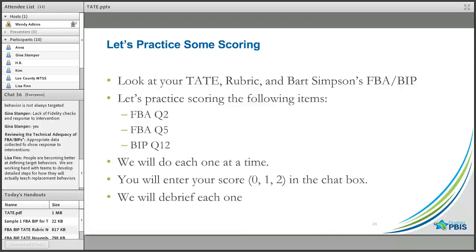Okay, so what I want you to do is it's called FBA Tate example, I think is the document. It's the last document up, Sample one. FBA. If you guys could all bring that up, if you haven't already, download that. We're going to practice scoring. I was going to practice 3 items. We'll see how far we get. And then we'll talk about it. So we're going to do the first one. We're going to do question 2 on the FBA BIP Tate.